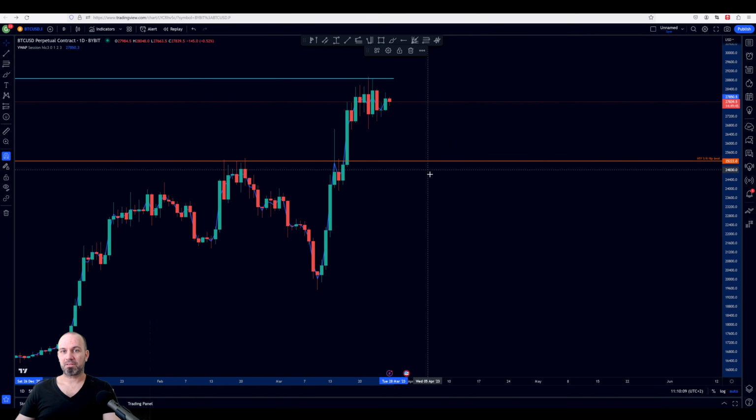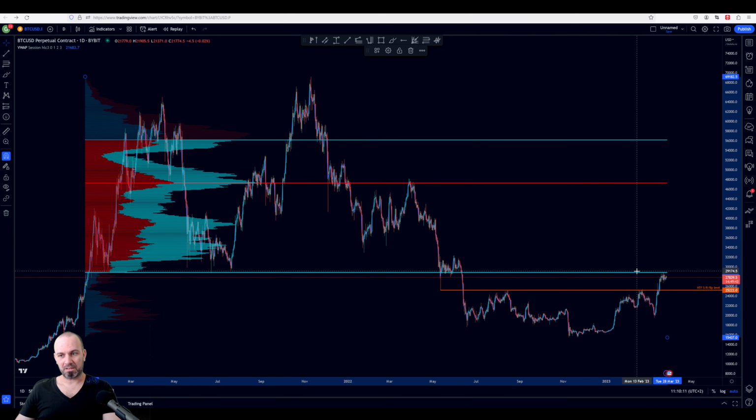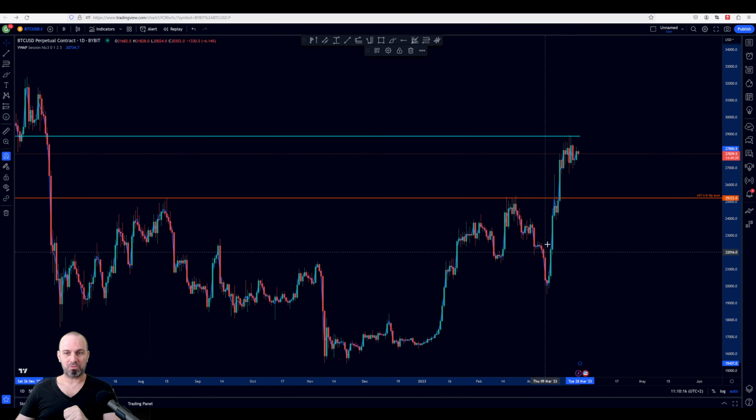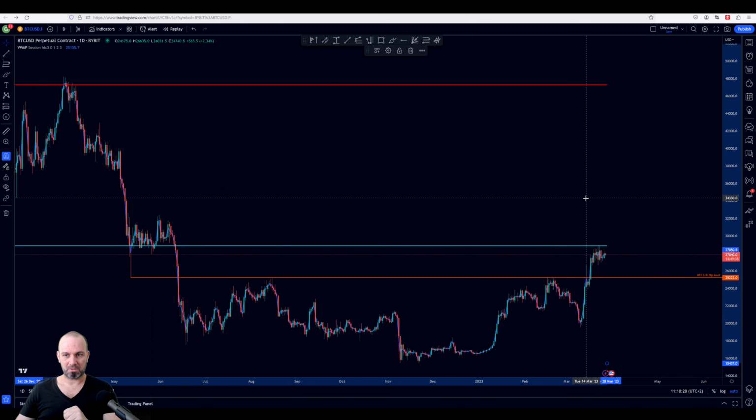For the moment, it is resistance. But if claimed, well, that is very, very good for the bulls, because we've started to claim important high time frame levels like this one, right? Resistance, claimed. And now if we get the backtest, that we don't know, but if we get the backtest, we need to see if this level will actually act as support.